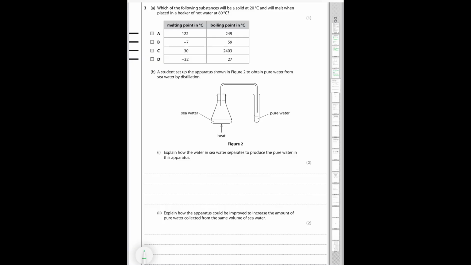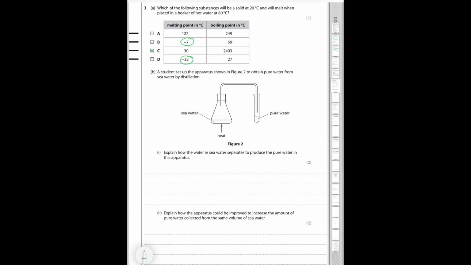So for question 3, part A, which of the following substances would be solid at 20 degrees Celsius and will melt when placed in a beaker of hot water at 80 degrees Celsius? So room temperature is 20 degrees, so B and D will already be liquids at room temperature, so it can't be those two answers. Now, if we look at C, if you put it into a beaker of hot water at 80 degrees, it will definitely melt because the melting point is 30 degrees, whereas A would not because its melting point is higher than 80 degrees. So the answer which is correct is C.